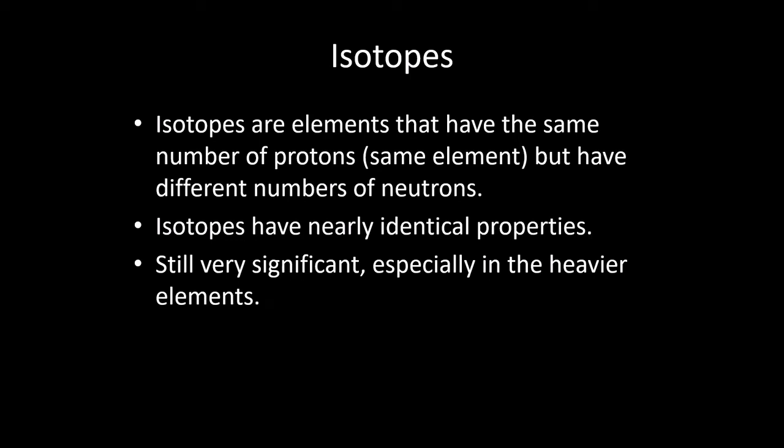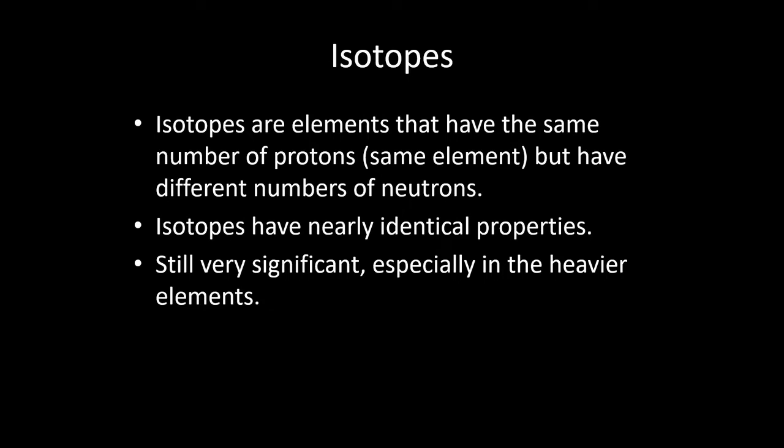Much earlier in this chapter, I teased the idea of atoms of the same element having a different number of neutrons, having different masses. We're going to talk about that now. So, isotopes are elements that have the same number of protons, which means they're the same element, but they have different numbers of neutrons.